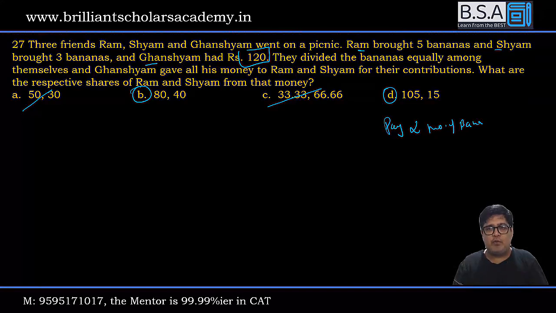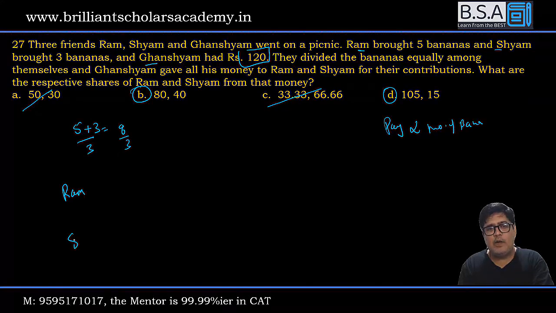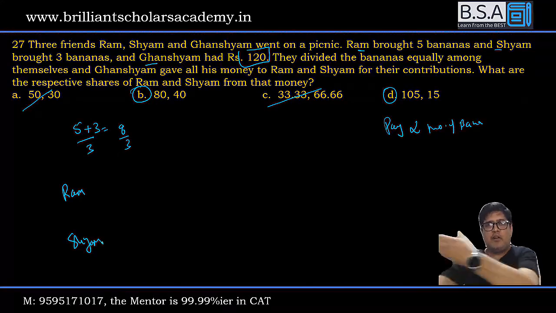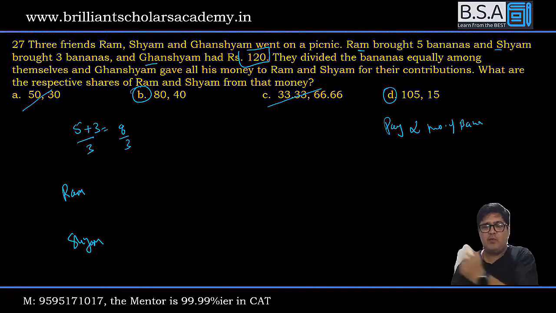First I have to take care of how much is the portion of each individual. How many bananas are there in total? 5 plus 3, 8 bananas. Now if I divide that equally, the portion of every person becomes 8 by 3. Now how will Ram and how will Shyam contribute? How will they give bananas to Ghanshyam? Because all of the bananas are being consumed.